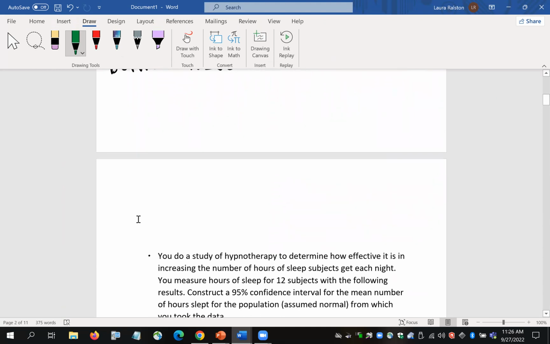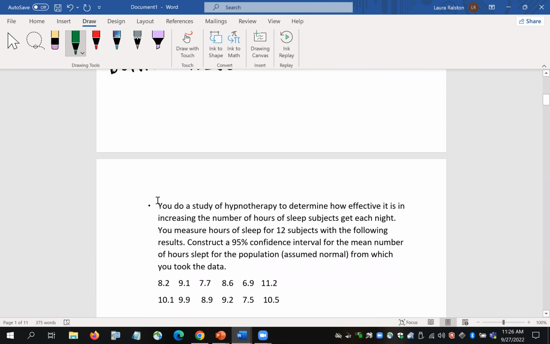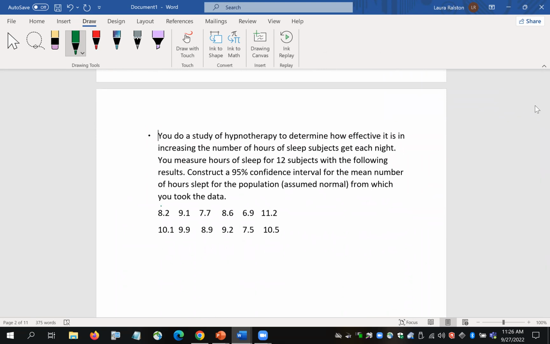The other scenario that you can see with a T, just like we saw with the Z, is you can be given the raw data. You can be given the list of data values as opposed to the summarized statistics. So this question says, you do a study of hypnotherapy to determine how effective it is in increasing the number of hours of sleep subjects get each night. You measure hours of sleep for 12 subjects with the following results. Construct a 95% confidence interval for the mean number of hours slept for the population, assumed normal, from which you took the data.